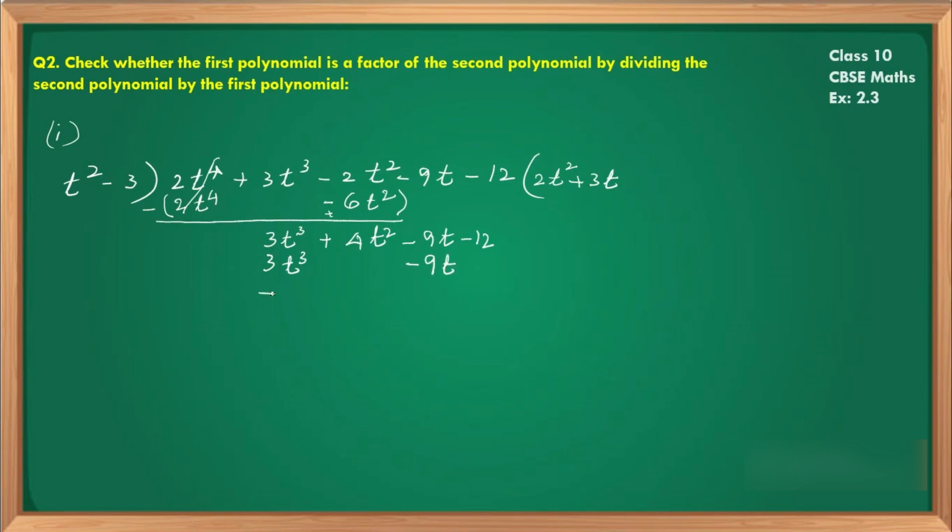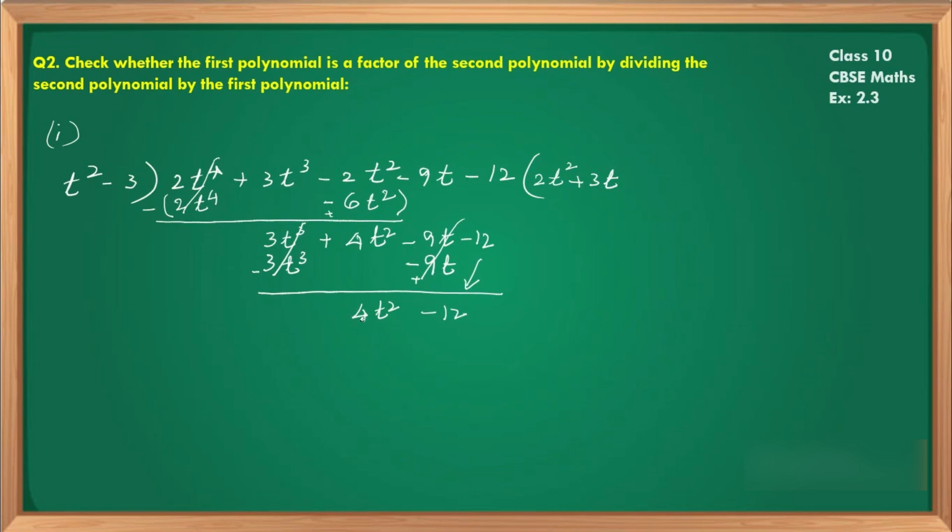Now draw the line. As I said, here the plus becomes minus. Therefore this gets cancelled. And here this also becomes plus. Therefore even this gets cancelled. Write down the balance as it is, 4t square minus 12. That is this minus 12.